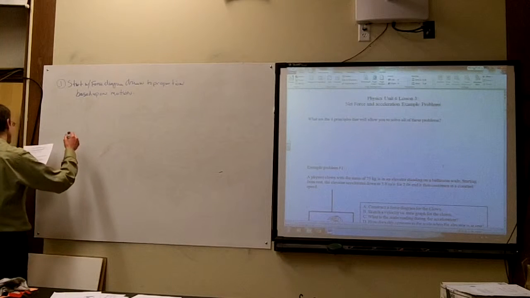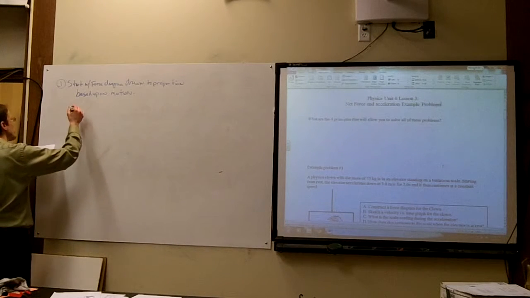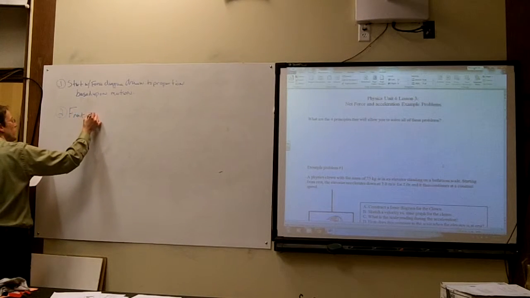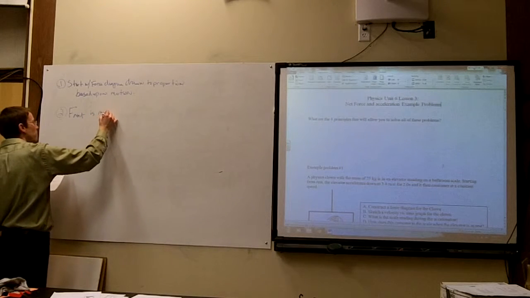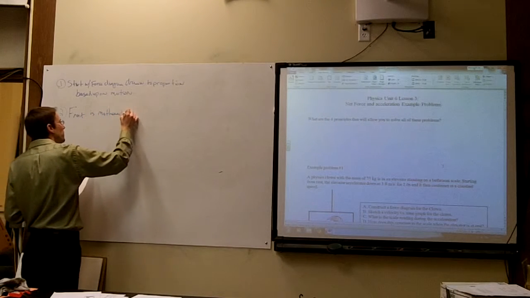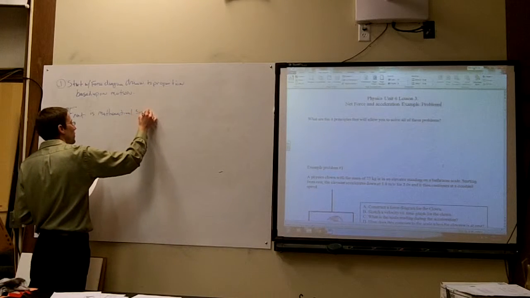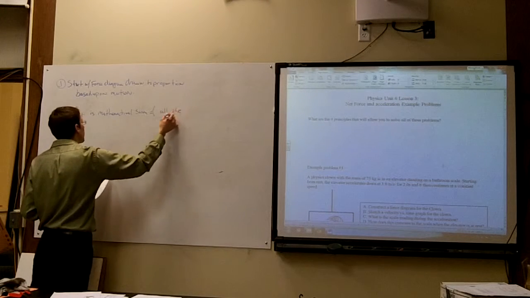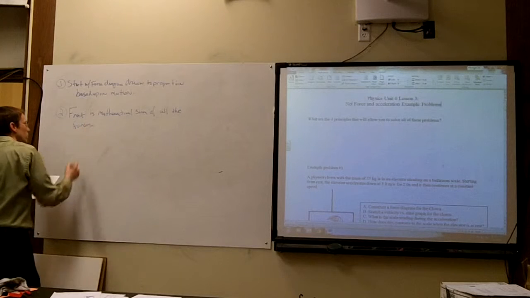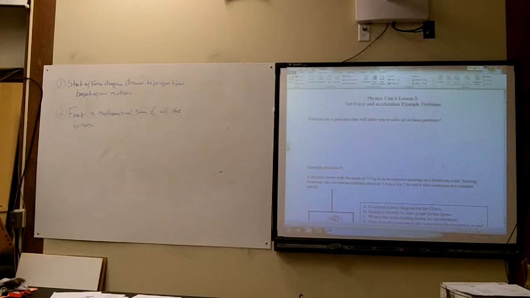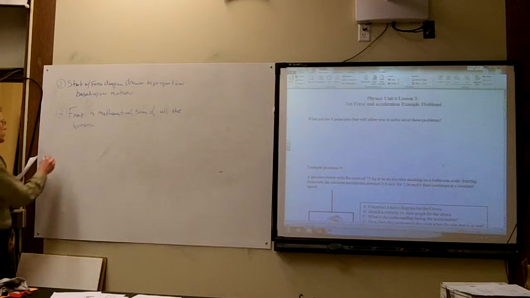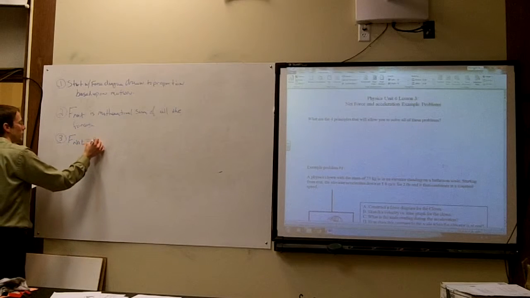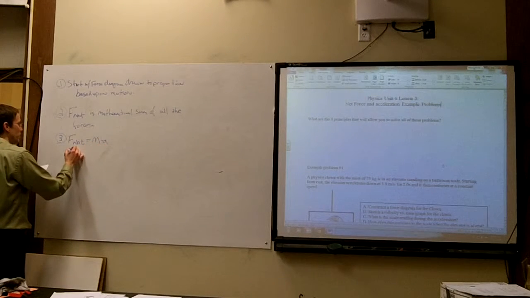Okay, so the next thing is force net. You have 2 different versions of force net. Force net is the mathematical sum of all the forces. You're going to look at how they all are in relation to each other. The third thing that you might need to know is that force net is mass times acceleration, where m is the mass of the system.